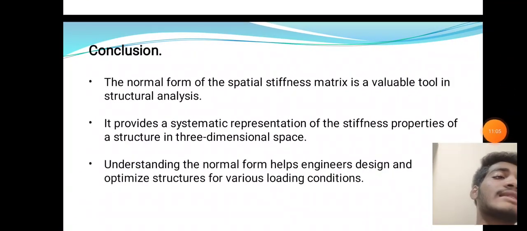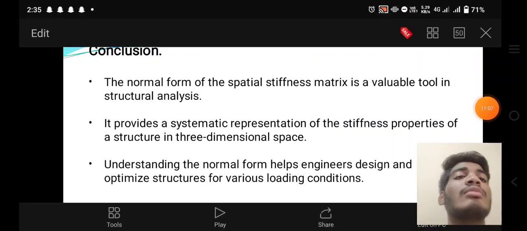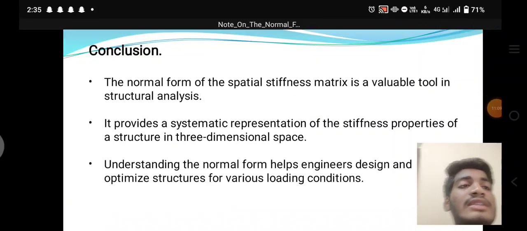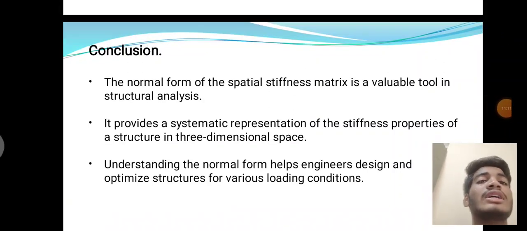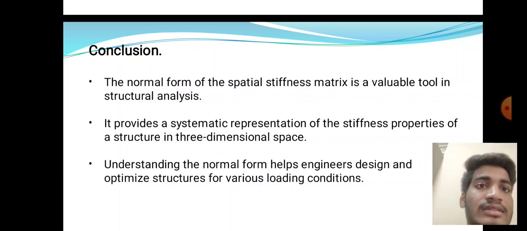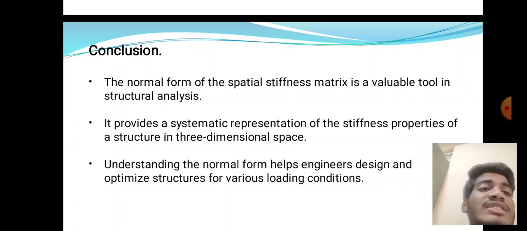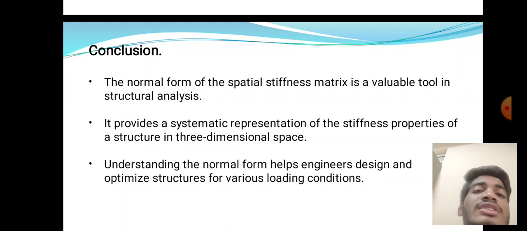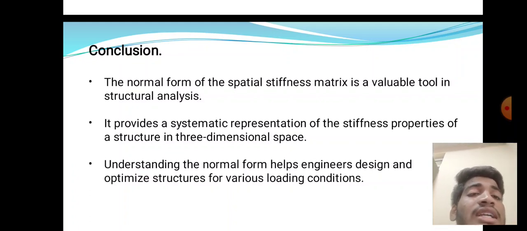Now let's discuss the conclusion. The normal form of the spatial stiffness matrix is a valuable tool in structural analysis. It provides a systematic representation of the stiffness properties of a structure in three-dimensional space. Understanding the normal form helps engineers to design and optimize structures for various loading conditions.